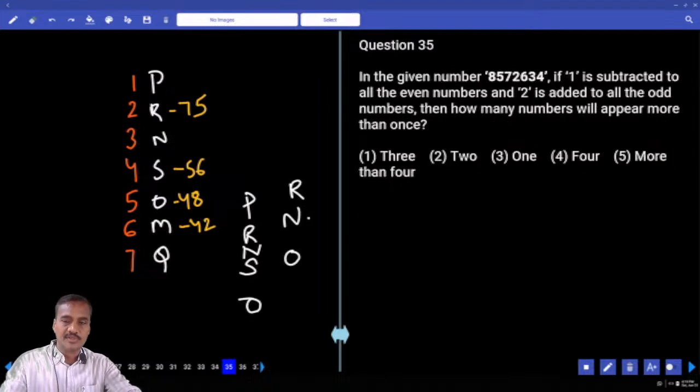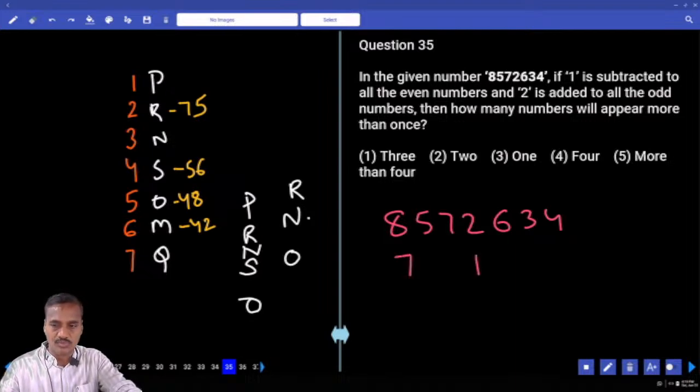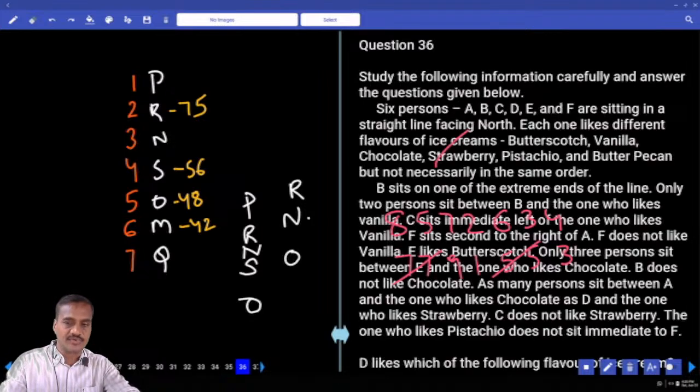Then 35. Now in this 35, 8, 5, 7, 2, 6, 3, 4. 1 is subtracted from all the even numbers. And 2 is added to all the odd numbers. Write down all this. Now this is 7, 1, 5, 3. And 2 is added. And this is 7, 9, 5. Then how many digits appear twice? Now 7 and 5 pairwise, 235.